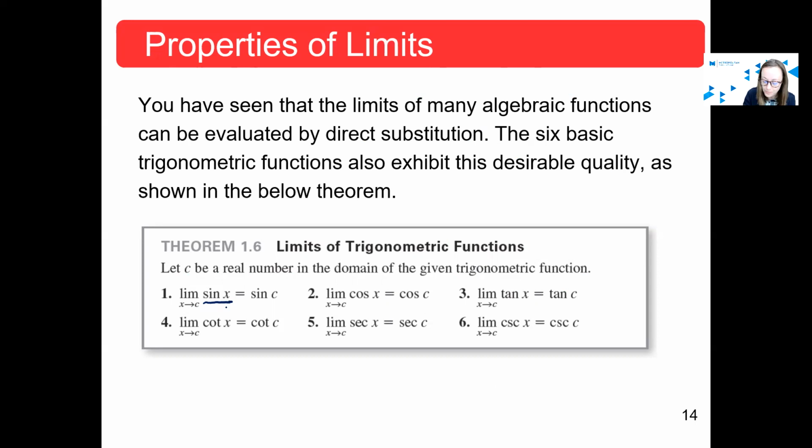When you start getting into tangent of x, remember that tangent of x is equal to sine of x over cosine of x, so you have certain values that you can't input. In fact, you can't input values that make that denominator equal to 0. So that's going to restrict your direct substitution values a little bit. Same with secant and cosecant. Those are going to have restrictions on your specific values. But as long as c is in the domain of your given function, direct substitution is possible for the trigonometric function.